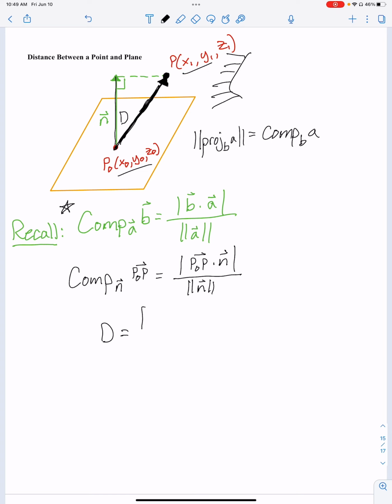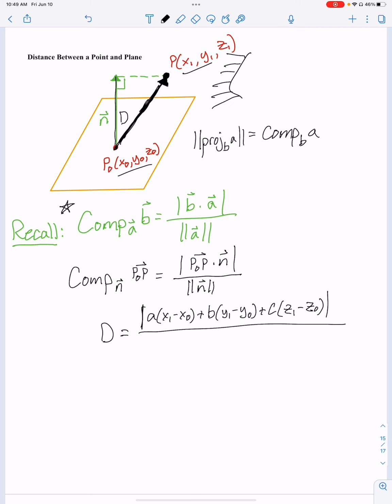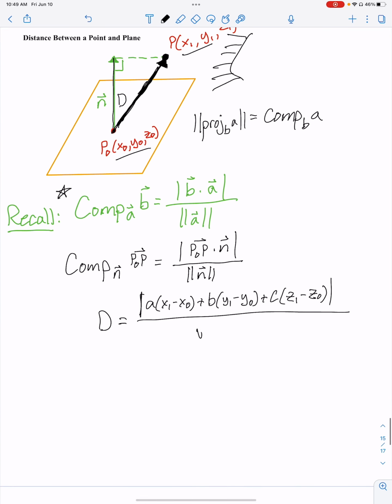We know we can call n, a, b, and c. So when we dot product these things, we're going to get a times x1 minus x naught plus b times y1 minus y naught plus c times z1 minus z naught. That's just the definition of dot product. The magnitude definition will be the square root of a squared plus b squared plus c squared. That's the magnitude.